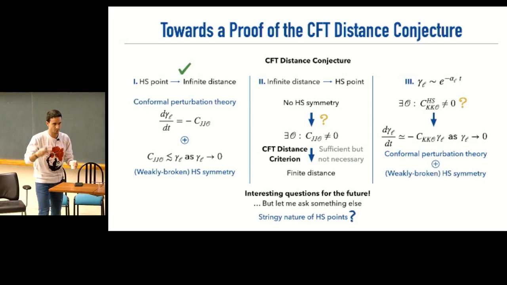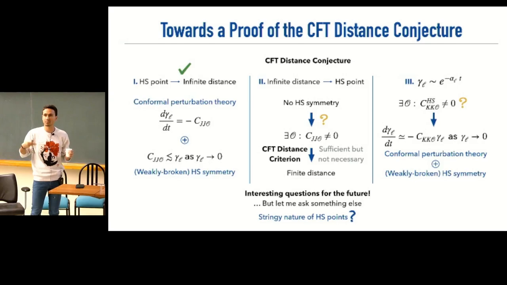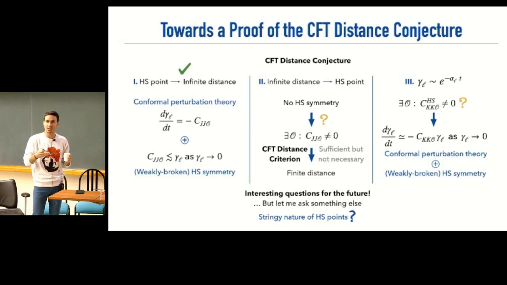But in the next part, I'm going to move to a more explorative question, and I will ask about the stringy nature of these higher-spin points. So essentially, if I go to string theory and I build an AdS vacuum, what are these higher-spin points? What makes them special?